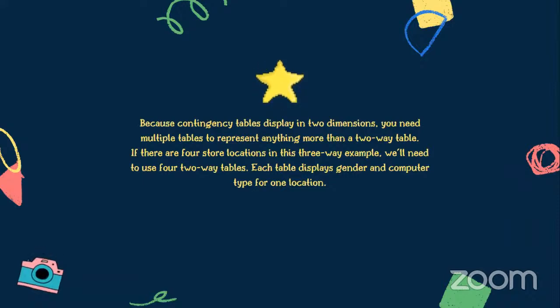How do you present a three-way table? Because contingency tables display in two dimensions, you need multiple tables to represent anything more than a two-way table. If there are four store locations in this three-way example, we'll need to use four two-way tables. Each table displays gender and computer type for one location.